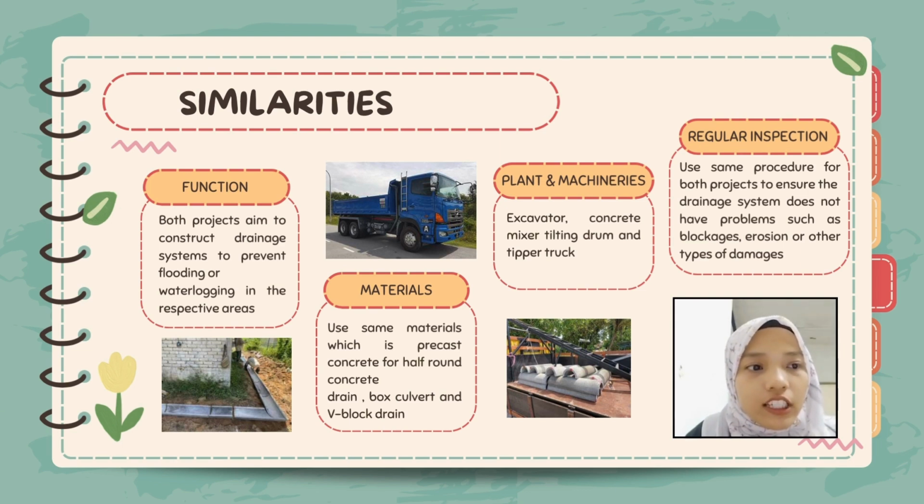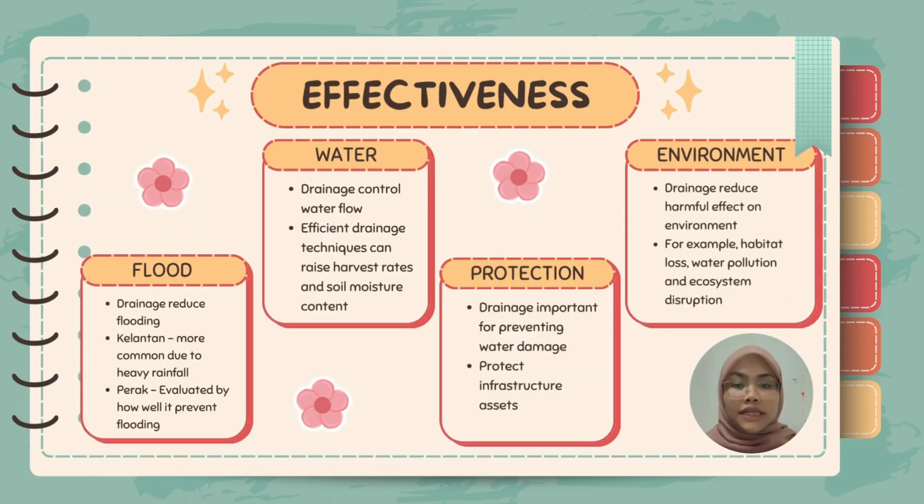Second, material. They use some of the same materials, which are precast concrete for half round concrete drain, block covered drain, and V-block drain. Third is plant and machinery, which is excavator, concrete mixer, drum, and tipper truck. And lastly is regular inspection, which uses some procedure for both projects to ensure the drainage system does not have problems.